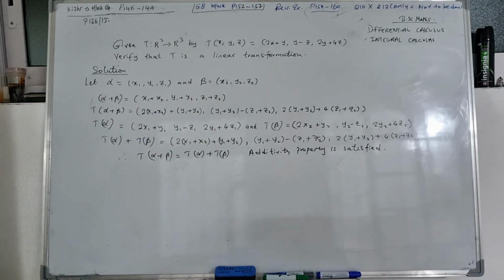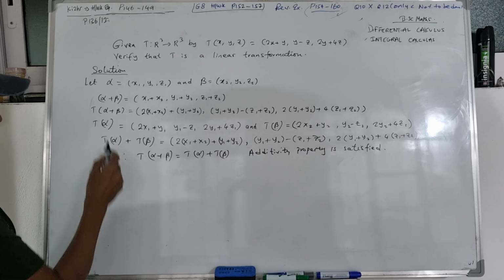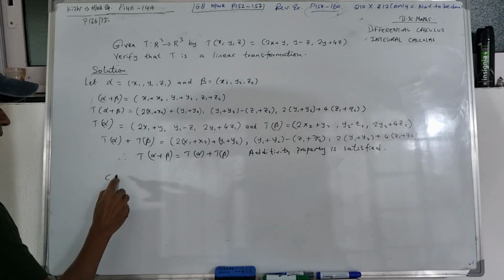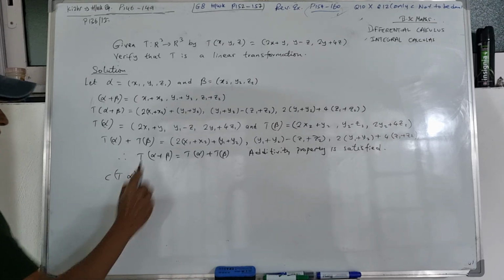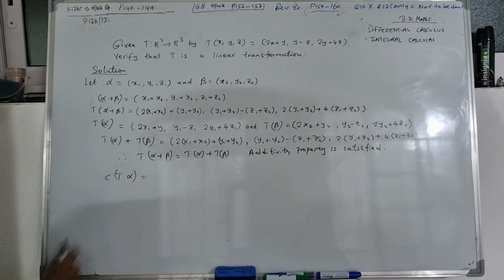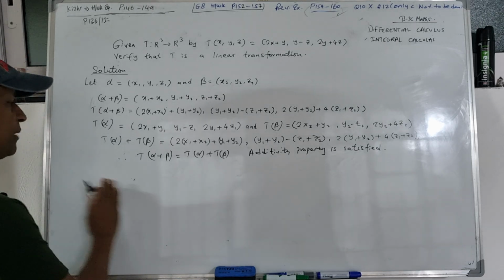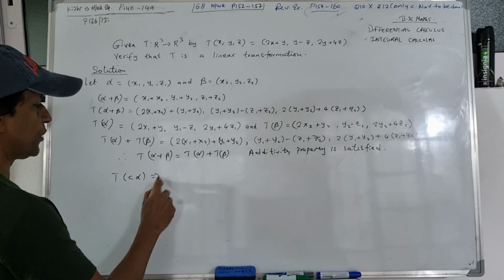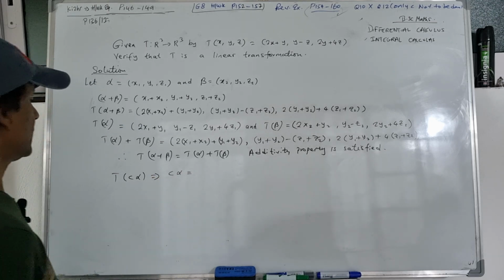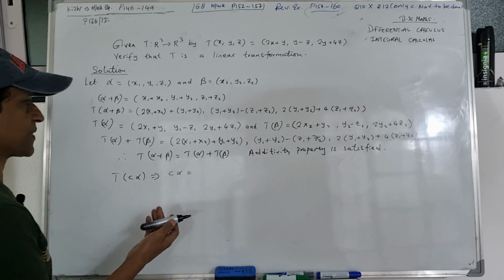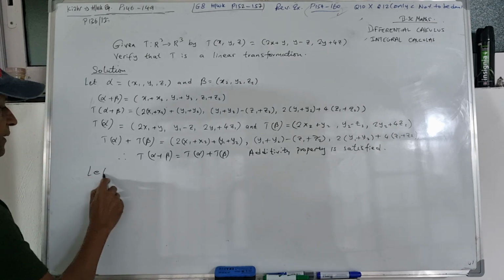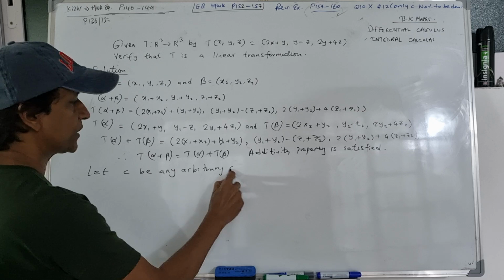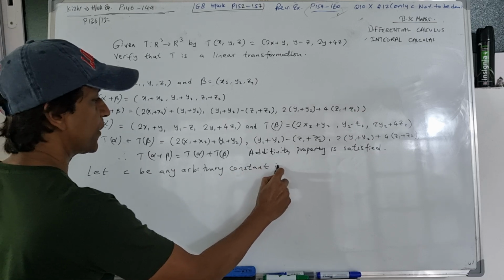Right, so the second basic one I'm going to take now is to apply T of C alpha. I'm going to apply my transformation first on C alpha. But what is C alpha basically? First of all, I'm going to compute C alpha. Let C be any arbitrary constant in our field R.